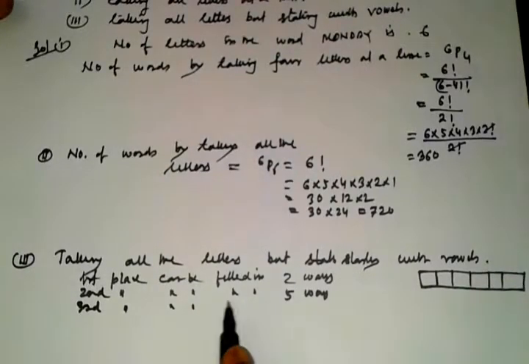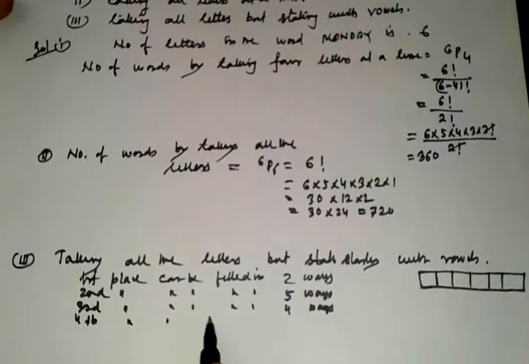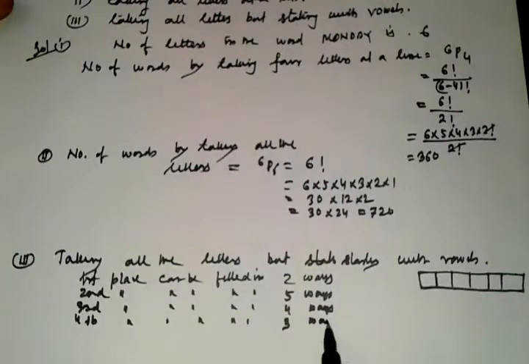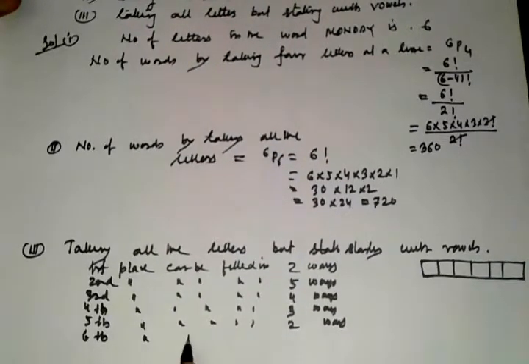Third place can be filled in 4 ways. Fourth place can be filled in 3 ways. Fifth place can be filled in 2 ways. And sixth place finally, sixth place can be filled in 1 way.